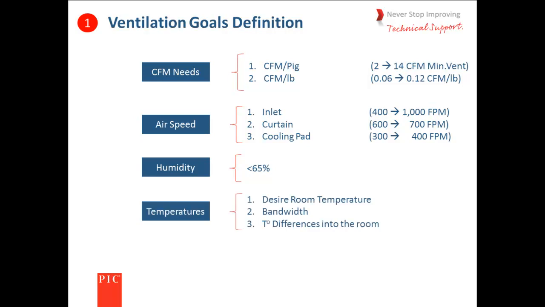Another is temperatures. We have three points here. One is our desired room temperature. The second one is our bandwidth; spring, fall, summer, winter, etc., we will change this bandwidth. And the third point is the temperature difference in our room. What will be our goal between ends of our room, or if we will have some difference between the middle of the barn and the extremes of the barn. I will go back to the desired room temperature because that indicator depends on your pig weight, depends on your comfort zone type, and depends on your barn design.